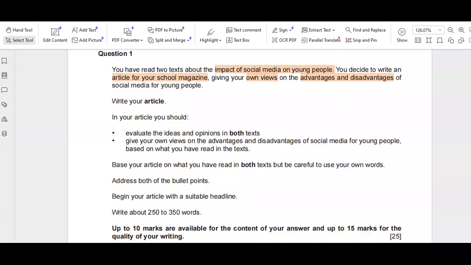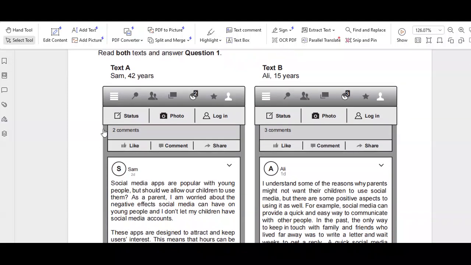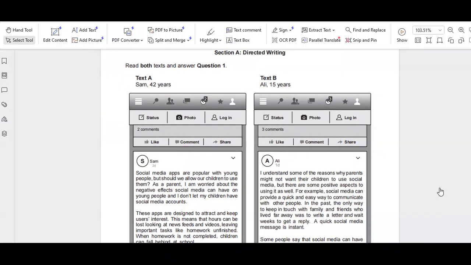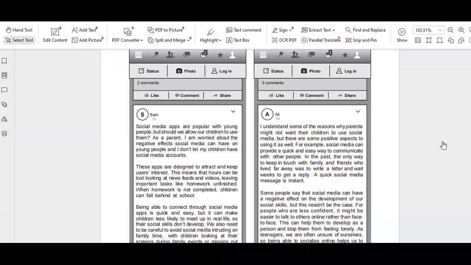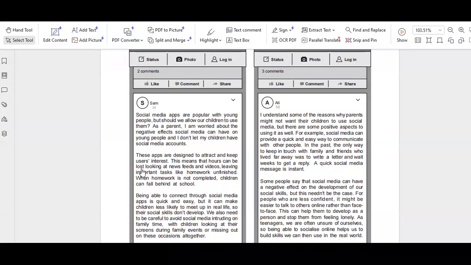So let's read the text and see what the texts are saying, what the authors are saying. So text A is basically written by Sam, who is a 42-year-old person. And Sam has mentioned that social media apps are popular with young people, but should we allow our children to use them? As a parent, I am worried about the negative effects social media can have on young people, and I don't let my children have social media accounts.